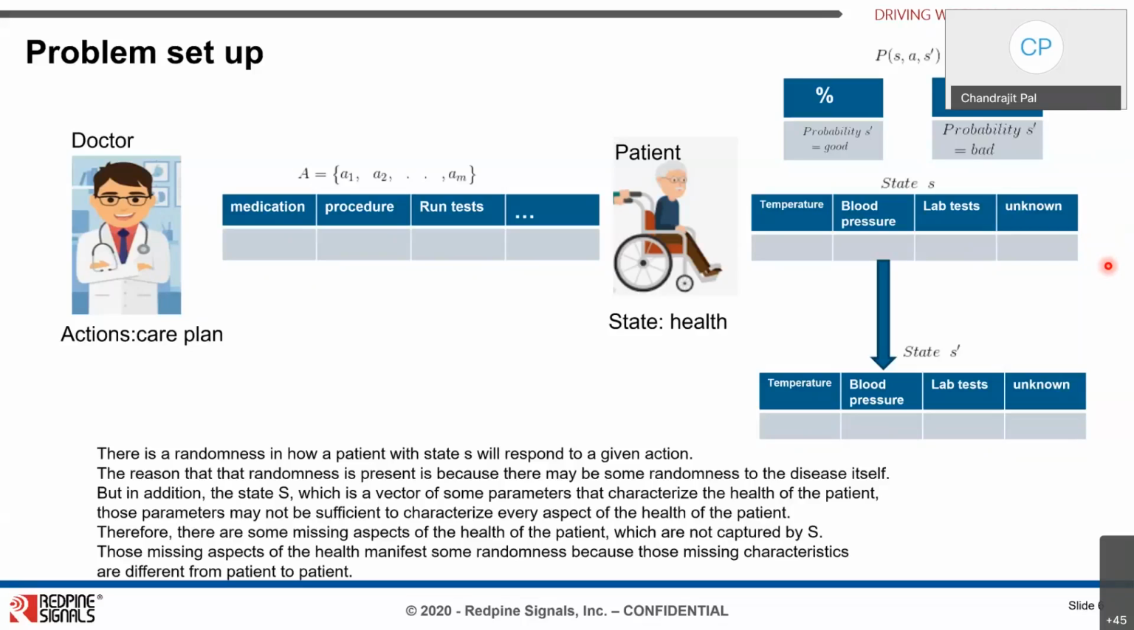Maybe the fever with which he came, the temperature will come down or it will go up. So there will be a change after applying the medication. That is a state change. So given a state, there is an action applied by the agent, and as a result there is a state change. And with this state change there will be a reward. For example, if the fever goes down, there will be a positive reward, and if the temperature goes up even after applying the medication, then there will be a punishment.